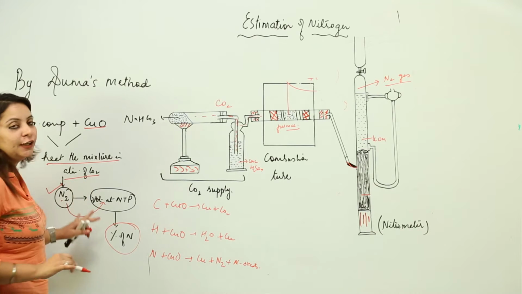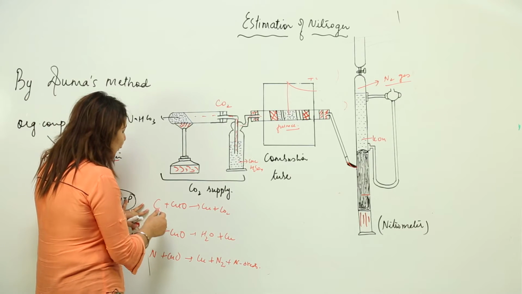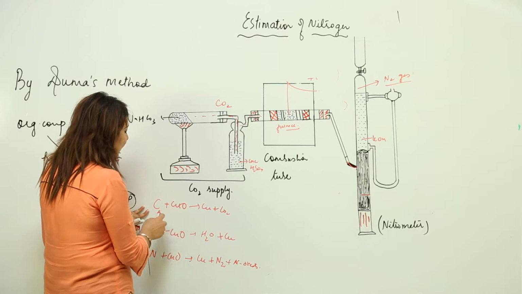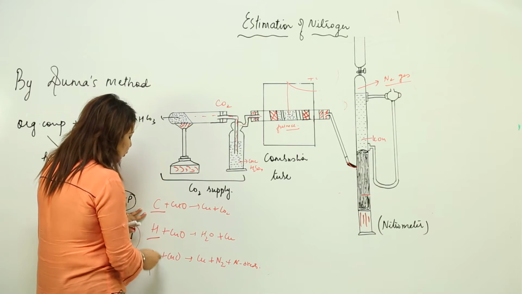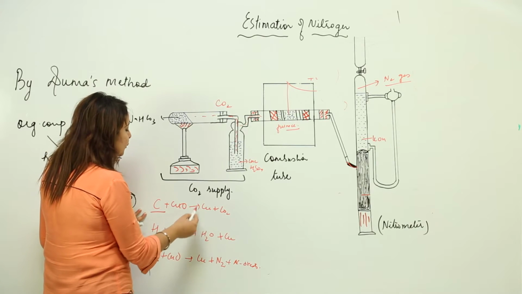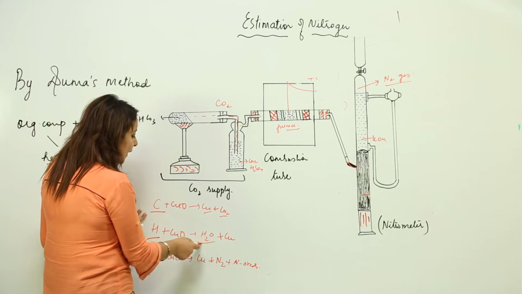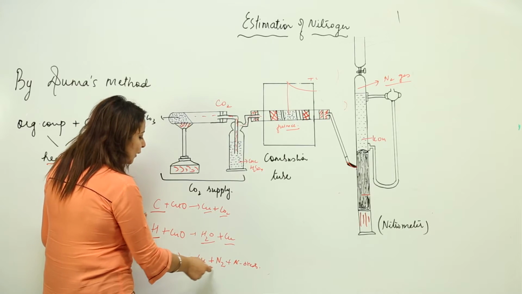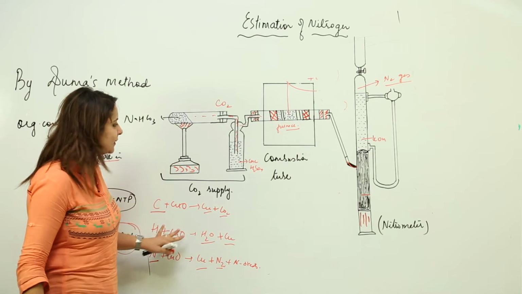So the reactions involved are these. Because I am going to mix the organic compound with copper oxide, and we know that it contains carbon, hydrogen and nitrogen, when we burn or react them, they are going to form Cu plus CO2 in this case, H2O plus Cu in this case, and Cu, N2 and many other nitrogen oxides in this case.